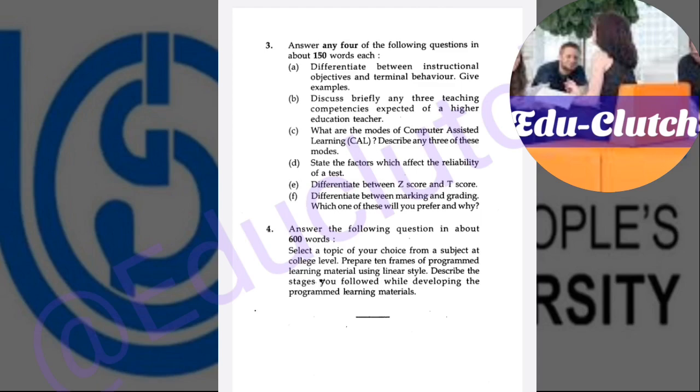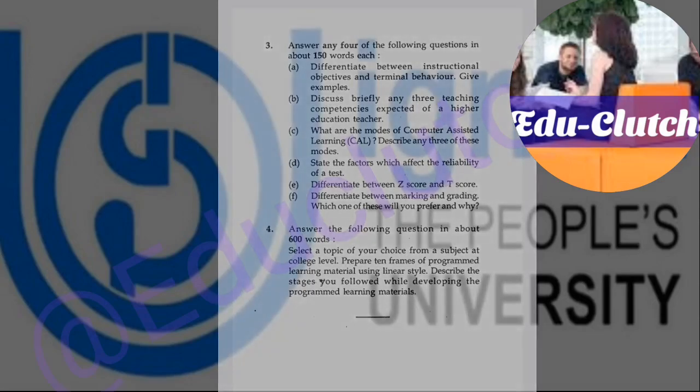And the last, fourth question is, select a topic of your choice from a subject at college level. Prepare 10 frames of programmed learning material using linear style. Describe the stages you followed while developing the programmed learning material.